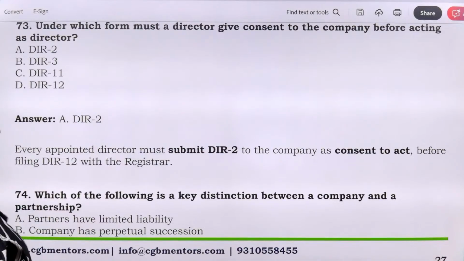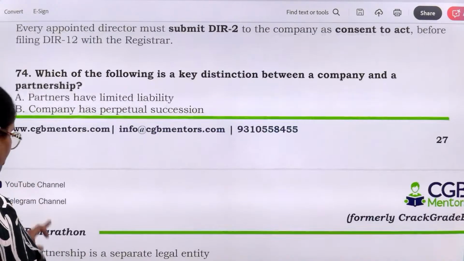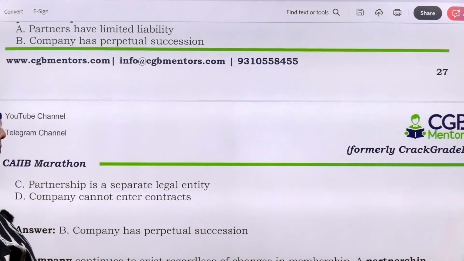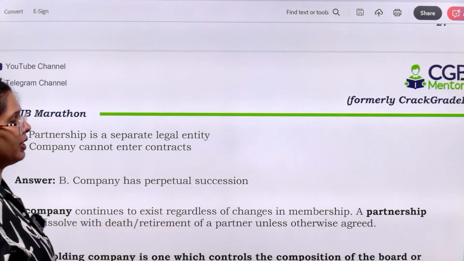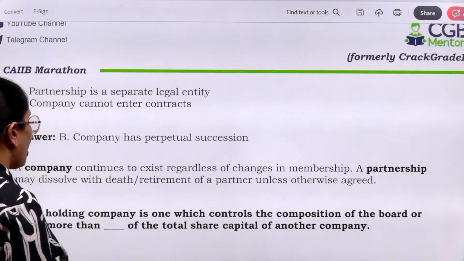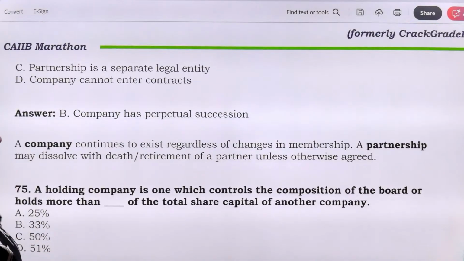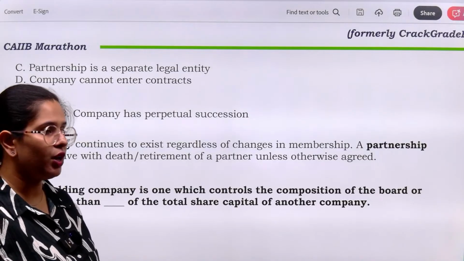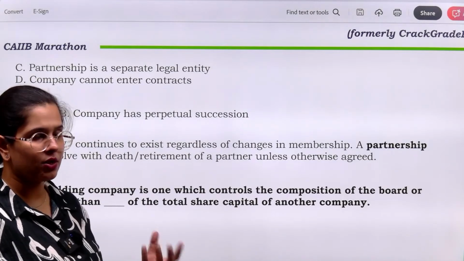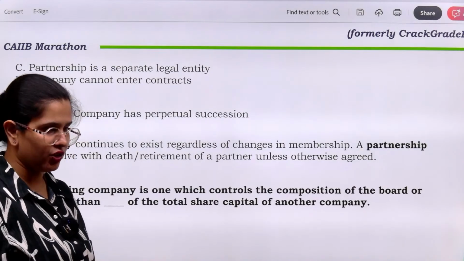Now which of the following is a key distinction between a company and a partnership? क्या key distinction है? So over here a company has a perpetual succession whereas the partnership is dissolved with the death or retirement of the partner. A holding company is one which controls the composition of the board, more than 51%. If the company holds 100% share capital of the other company, it would be called a holding and wholly owned subsidiary relationship.